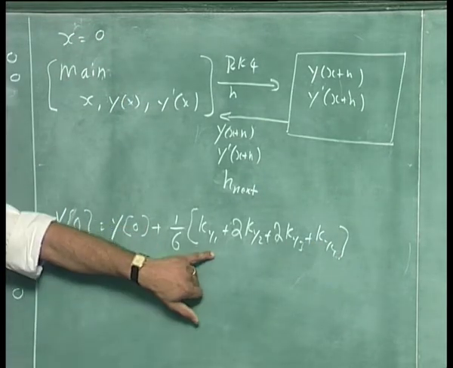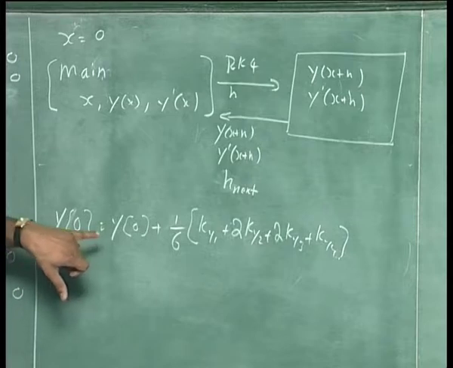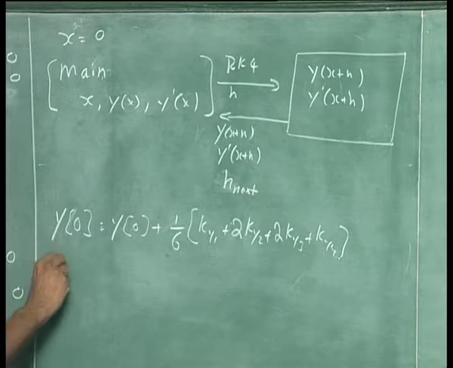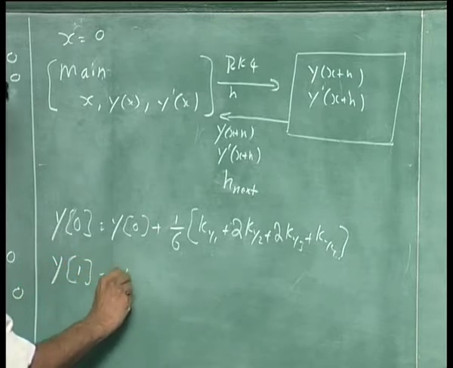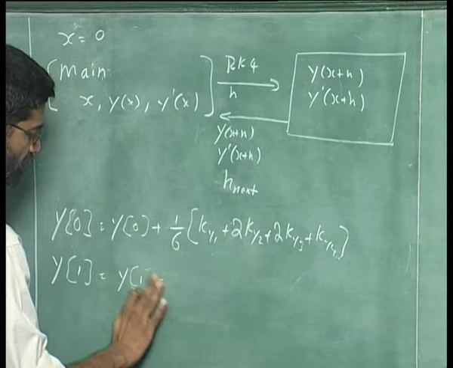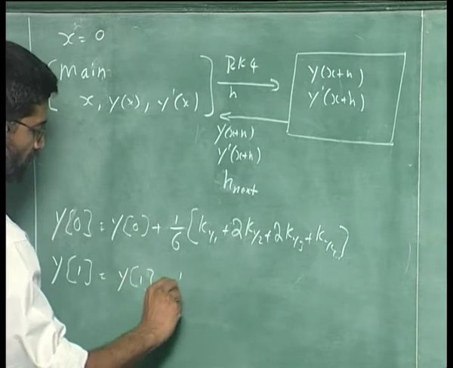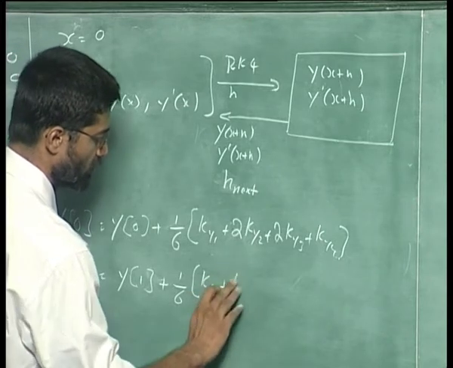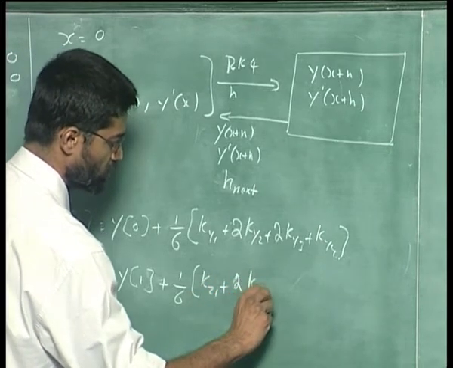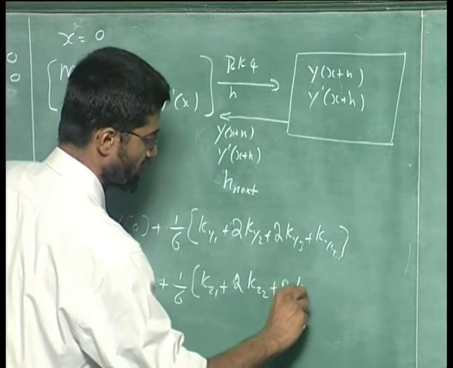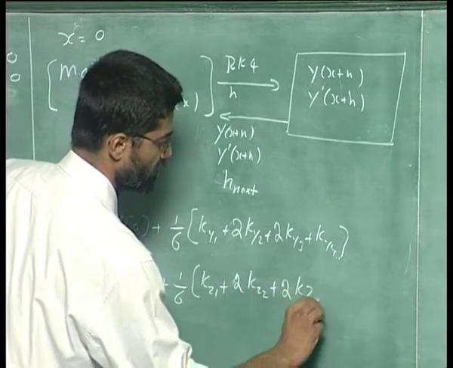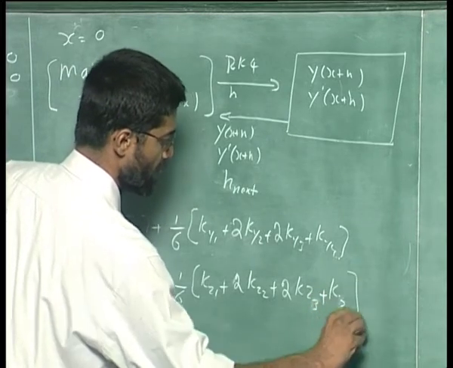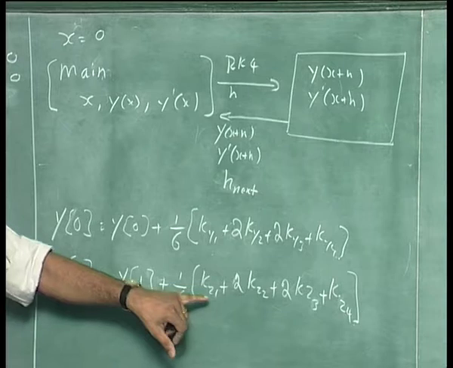So when we compute ky1, I will update my y0 as y0 plus ky1 by 6, and similarly for y of 1, I will write y of 1 as 1 by 6 times kz1 plus 2 kz2 plus 2 kz3 plus kz4. Okay, so now this is the dy dx2s.